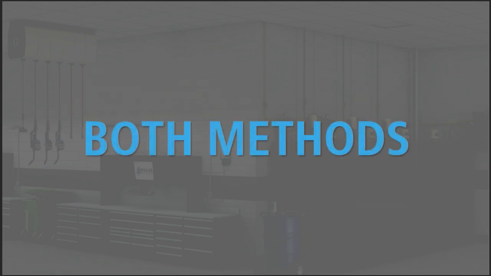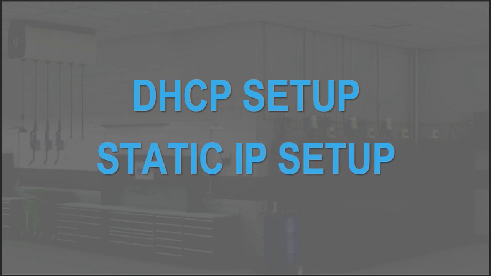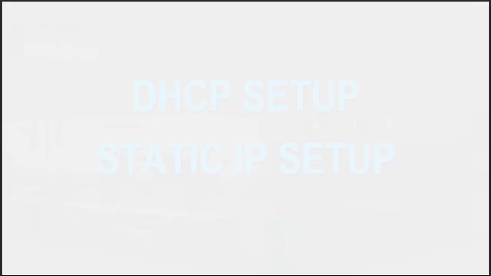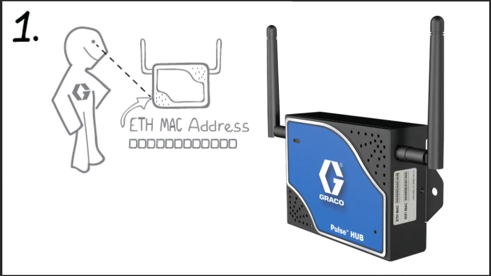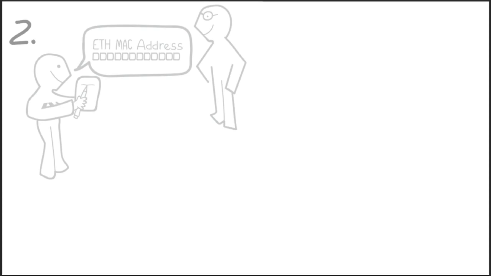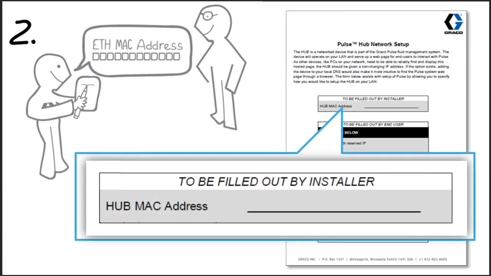During this video, we will cover both methods for setting up your network, the DHCP setup method and the static IP setup method. Both methods start with the same steps. The first step for both is to find the Ethernet MAC address on the hub you'll be setting up. It is located on the side of the hub. Write down this address on the Pulse Hub Network Setup form and give the form to the customer's IT group.